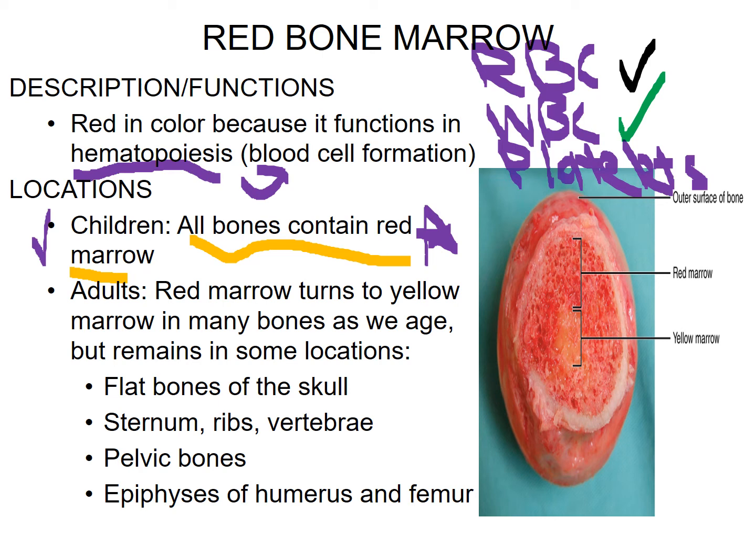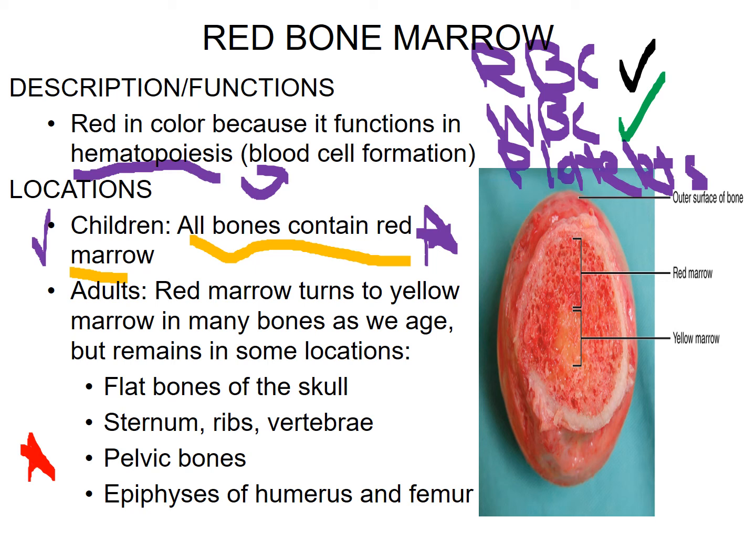You don't need as many red blood cells. Your white blood cell immune system's established. Same thing with the platelets. So by the time we're fully grown adults, we're pretty much mostly yellow bone marrow, everywhere throughout the diaphyses of the long bones. And there's only a few select places where we have red bone marrow. And I do want you to know these select locations here at the bottom of the slide.